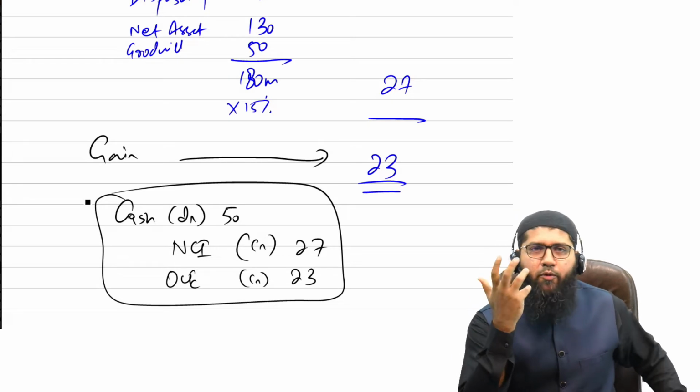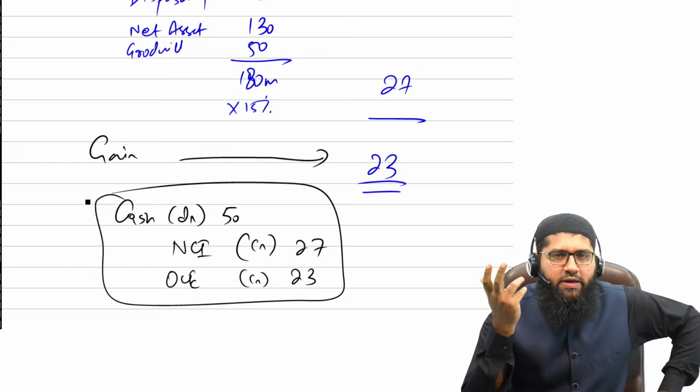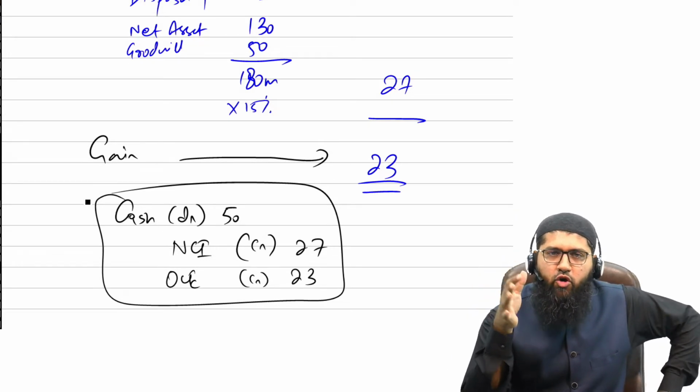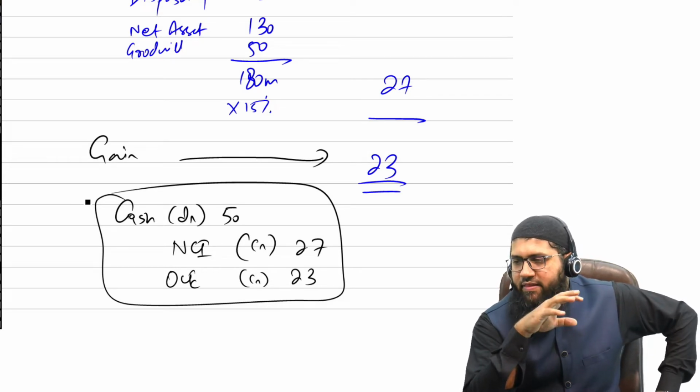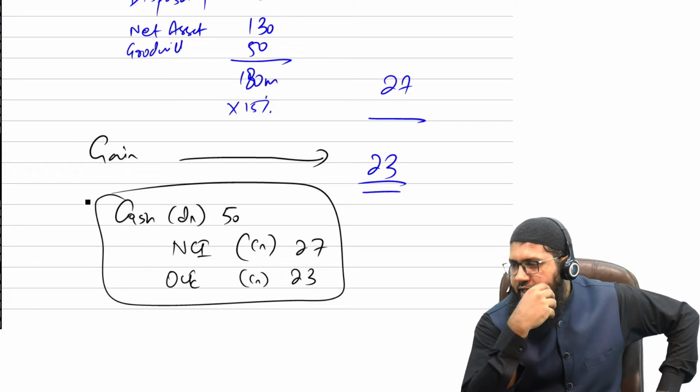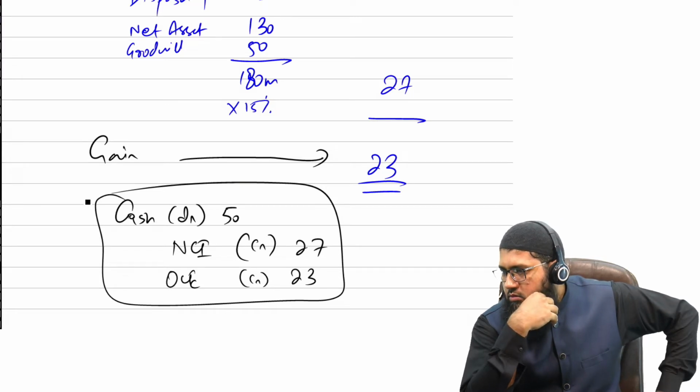Even if you have got proportionate method, even if you have got full goodwill method, both of them are okay. It's the same thing. Why does the balancing figure go to other component of equity? What if it's acquisition of more, that is reduction in NCI?